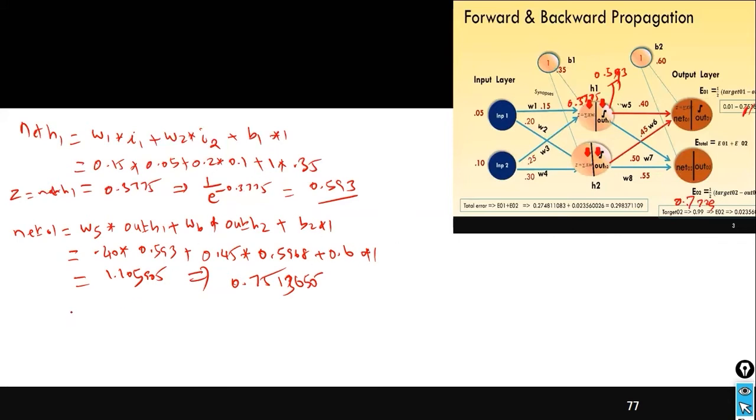So now we need to calculate the total error, right? So here the total error is E01 plus E02. That is what your total error is. So in this case, the total error is your E total, which is one by two into target minus your output whole square. So here it is nothing but the addition of these two things, E01 plus E02.